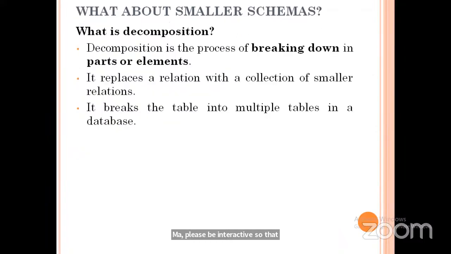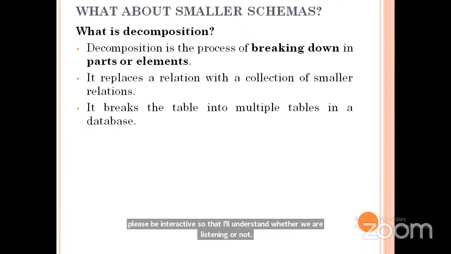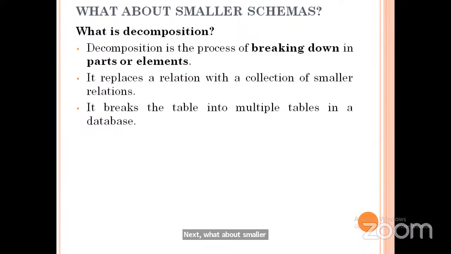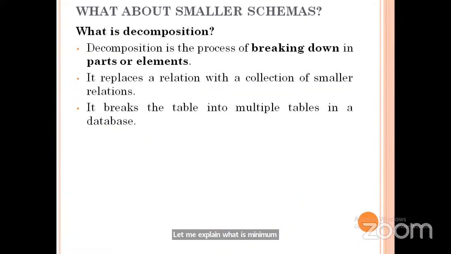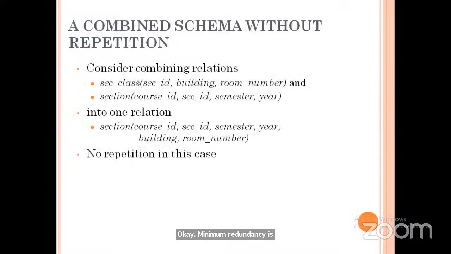Next, what about smaller schemas? Before going to this decomposition, let me explain what is minimum redundancy. We already know the term redundancy. Redundancy is nothing but storing the same data at different locations. That means data is repeated in multiple tuples and the same relations, or the same data will be present in different tables.